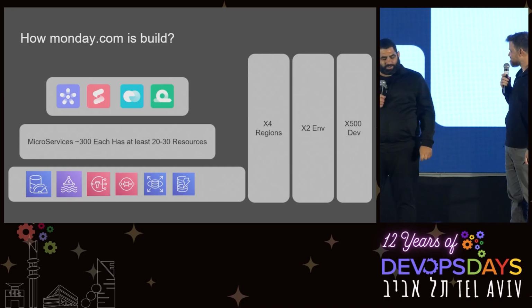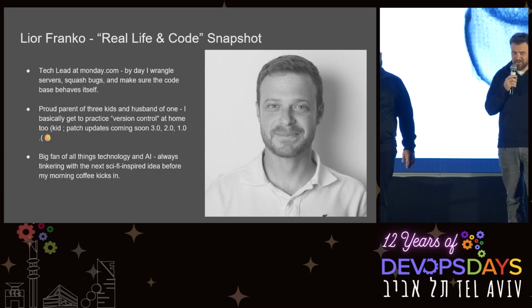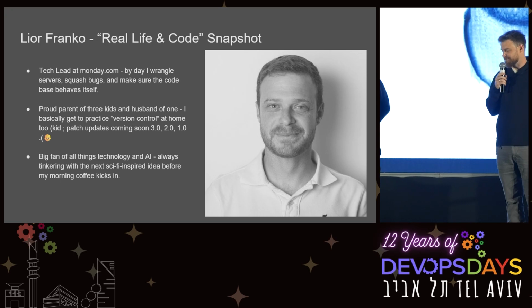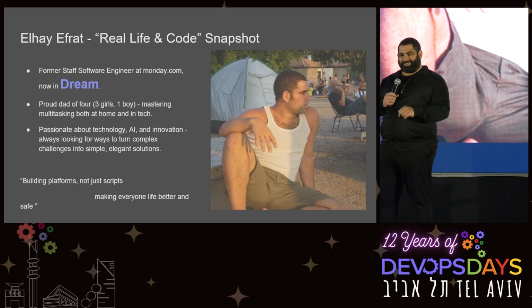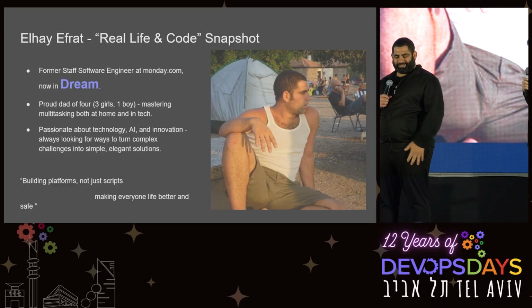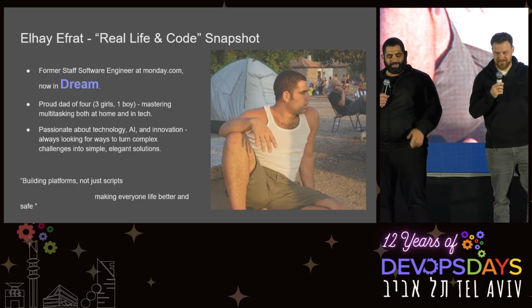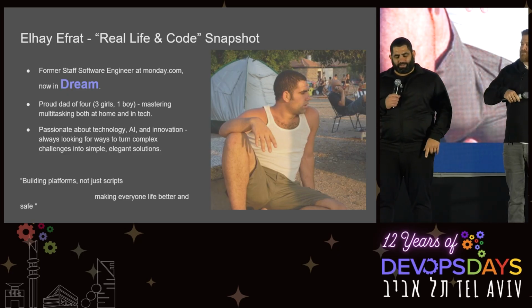Cool. So, Franco, tell us about yourself. My name is Leo. I'm a tech leader at Monday. I have 3 kids. I really love technology and mostly AI. My name is Elhay. I was at Monday as a staff engineer, and now I'm at Dream. Dream is a startup. I am a father of 4, 3 girls and 1 boy.